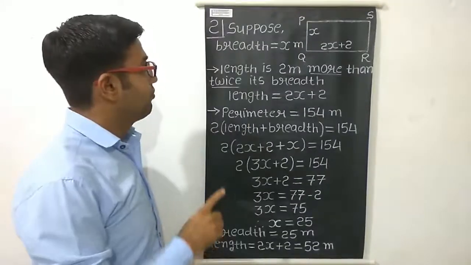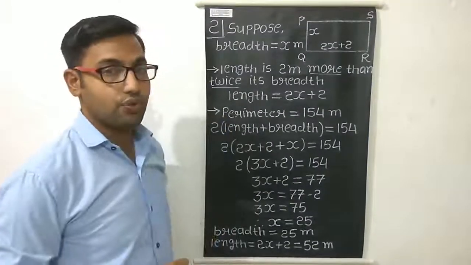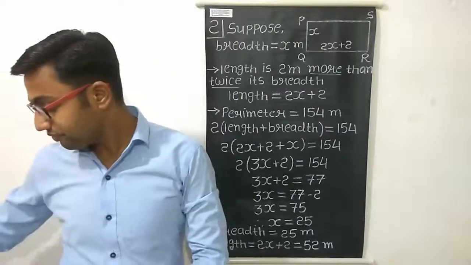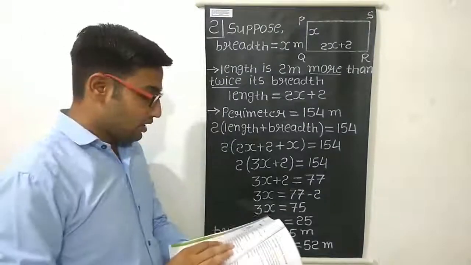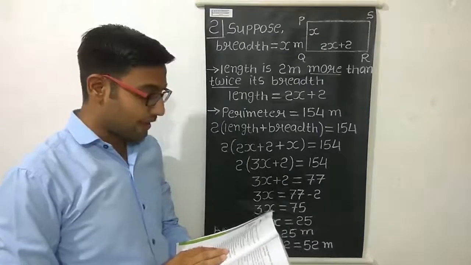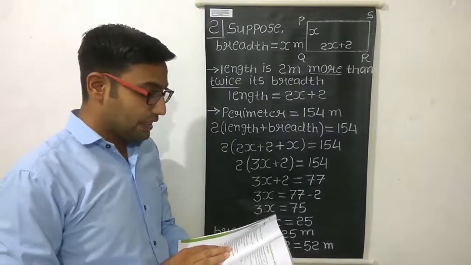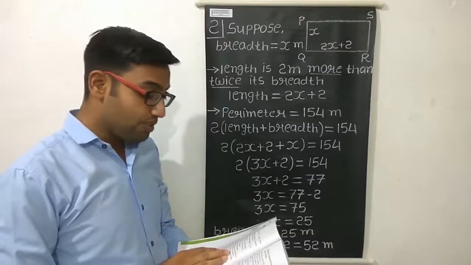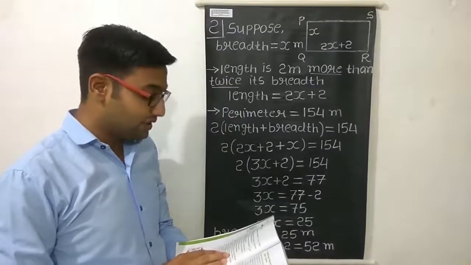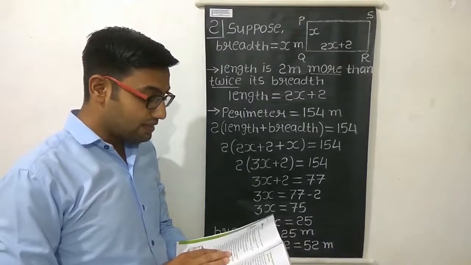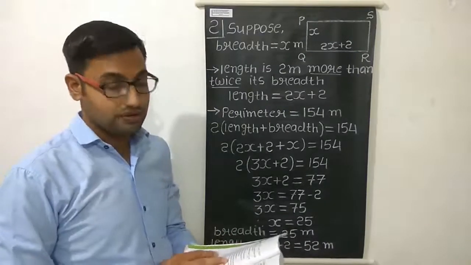Okay. So now we will study question number 2. What is the question? The question is, the perimeter of a rectangular swimming pool is 154 meters. Its length is 2 meters more than twice its breadth. What are the length and the breadth of the pool?